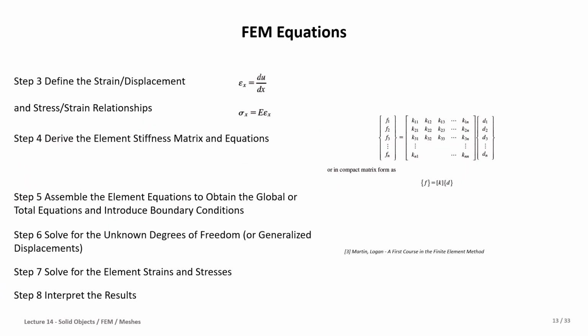Step 3 is defining the strain or displacement function and the stress-strain relation. Then derive the element stiffness matrix and the equation, and here is how the matrix looks. Assemble the element equations to obtain the global or total equation and introduce the boundary conditions. In step 6, solve for the unknown degrees of freedom or generalized displacements.